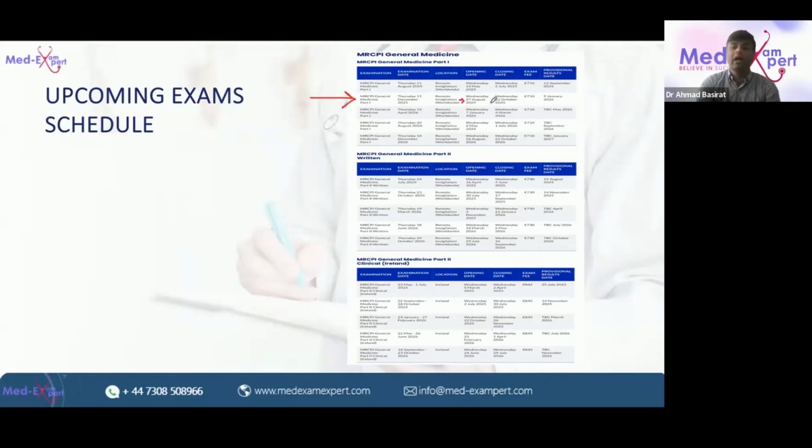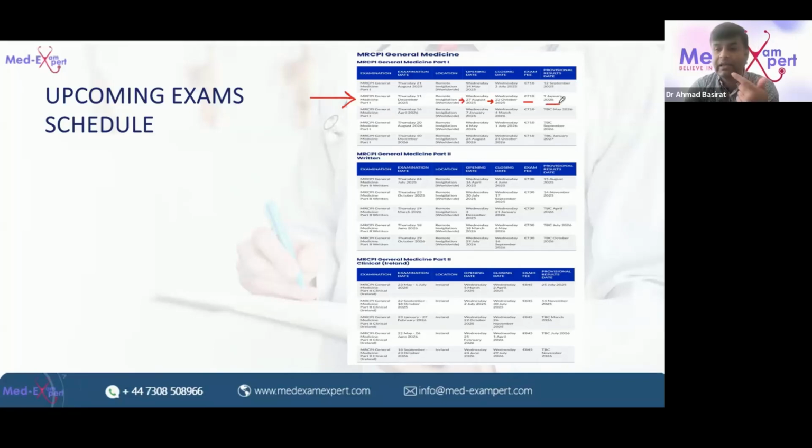They're still open if you want to enroll and pay the fee to get your seat in the exam. The closing date for the application is 22nd of October. The exam fee is 710 euros. You probably have to convert it from the currency of the country you're paying from. And the provisional results date they have mentioned is 9th of January.